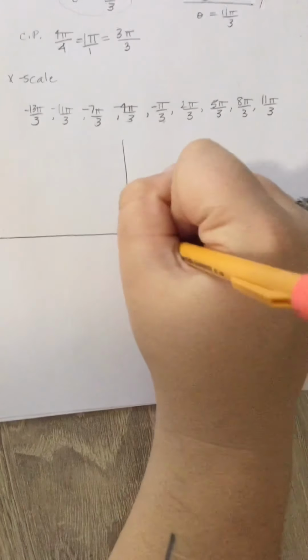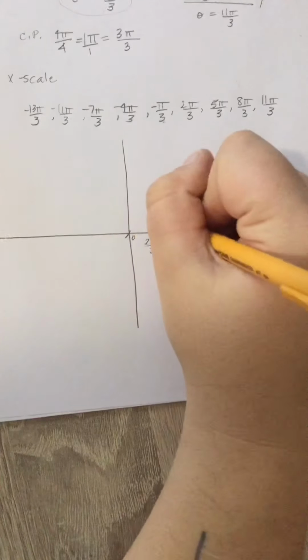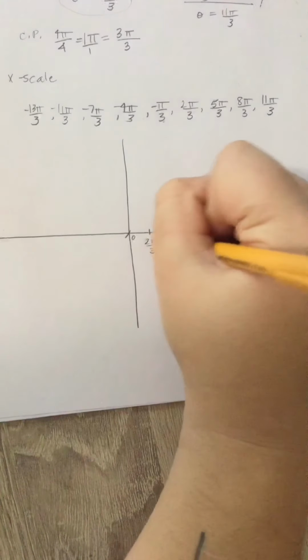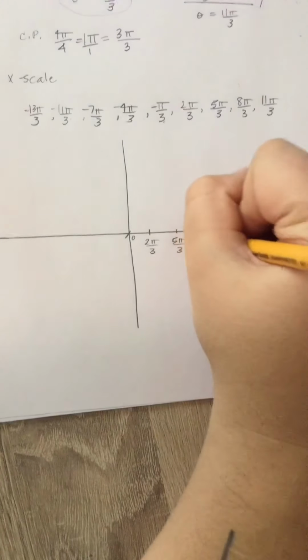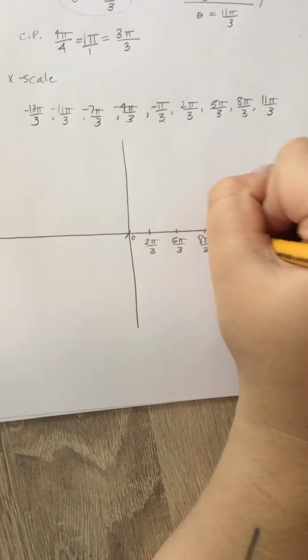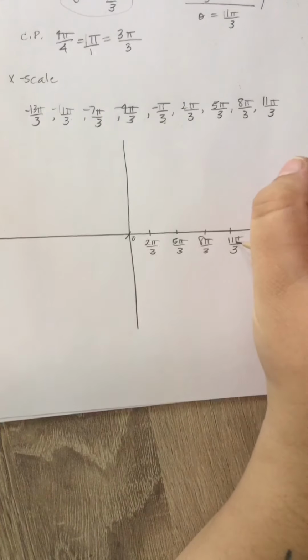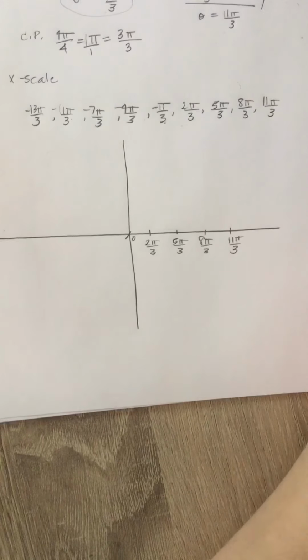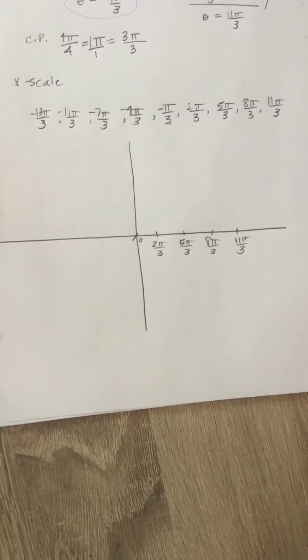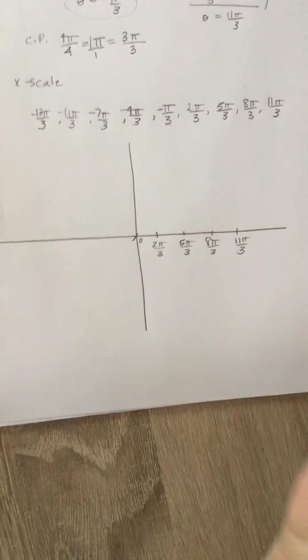Here's 2 pi over 3 and 5 pi over 3, 8 pi over 3, 11 pi over 3. And now that's the end of our first cycle. I could ask you to go one more cycle, but for this example, we'll just do a balanced graph. So one positive cycle on the right and then one negative cycle to the left.